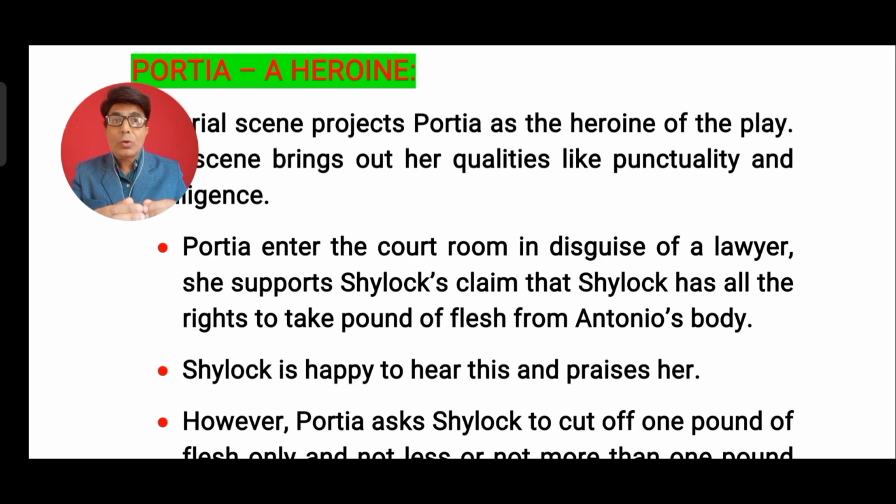Portia enters the courtroom in the guise of a lawyer. Nobody knows that this is Portia. She supports Shylock's claim.